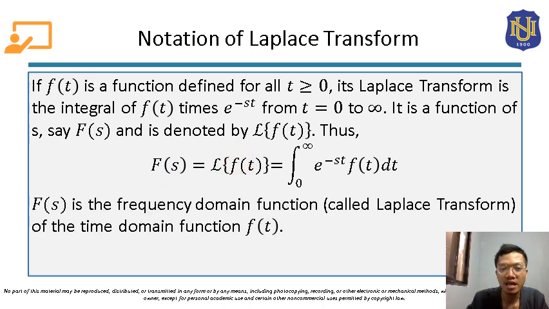For this, F of s is the frequency domain function called the Laplace transform of the time domain function f of t. So again, F of s is the frequency domain function, and f of t is the given time domain function. So we are going to convert or transform this time domain function to a frequency domain function. And to do that, we are going to use this formula.